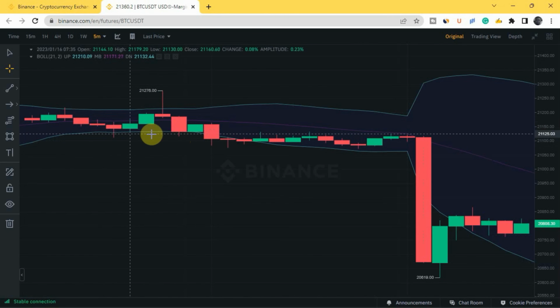That's the meaning. So the meaning of the candlestick staying between the moving average line and the lower band is showing you that there will be a bearish trend or a downward trend. And that happened right here. So this is the second way for you to use the Bollinger Band.